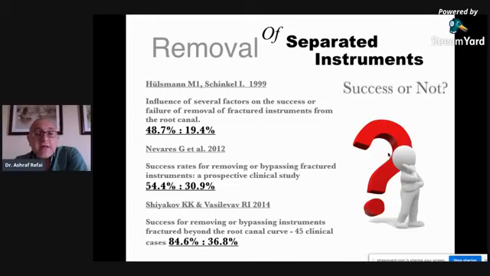And these numbers are very important for the general dentist to know, because a lot of these general dentists refer cases with the pre-intention to tell their patient that the specialist will be able to remove it. And I just wanted to bring it down to size. We can't remove every single instrument that comes to us.